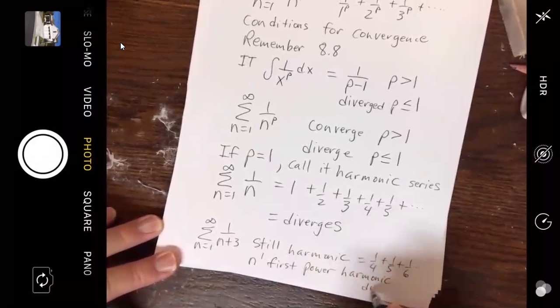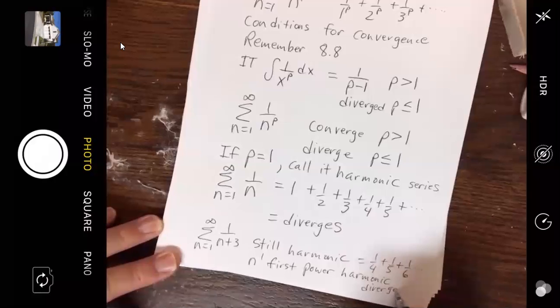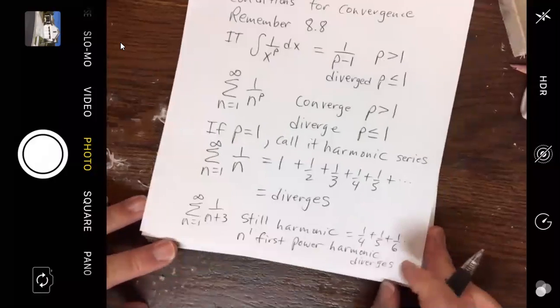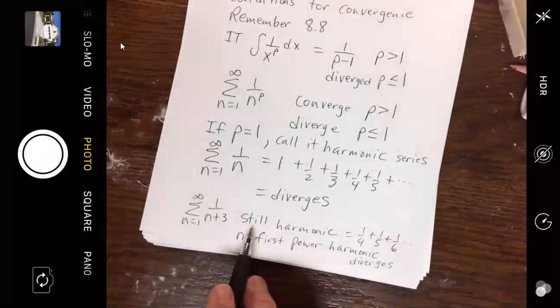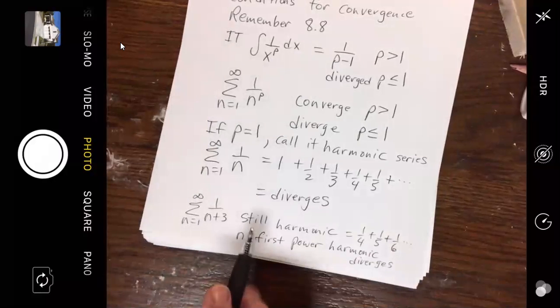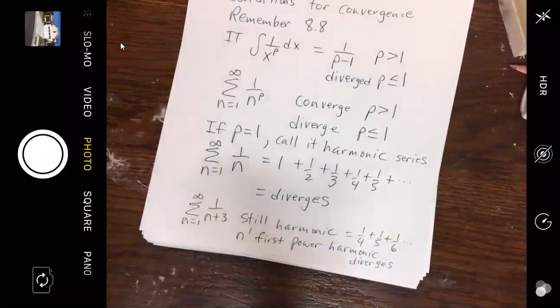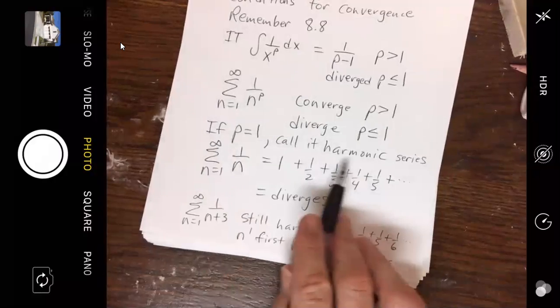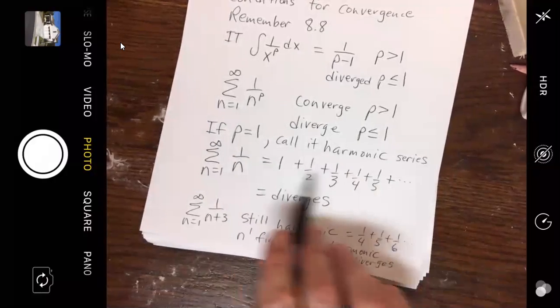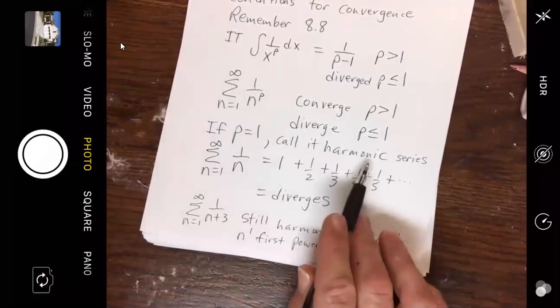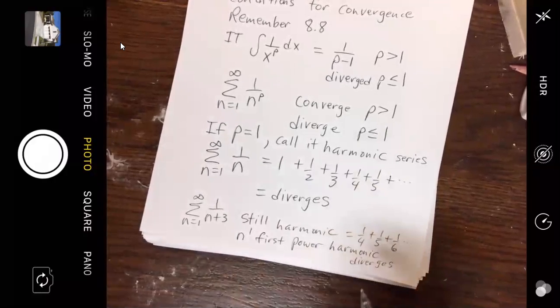And it diverges. Now this is going to be important because later on, next section, we're going to see a variation of this that will converge, and that's where things get very technical and confusing. But a straight harmonic series diverges.